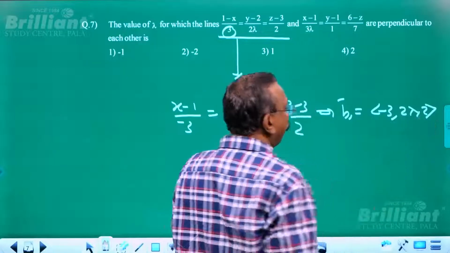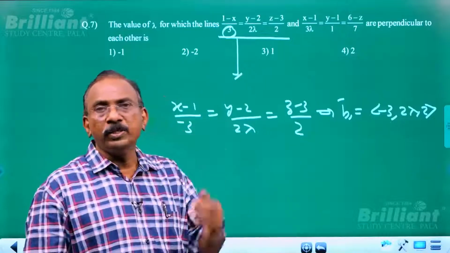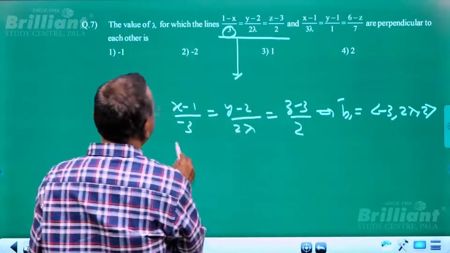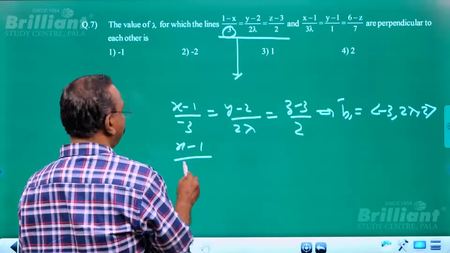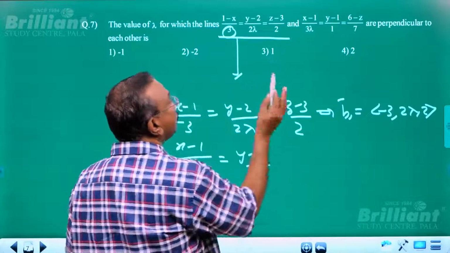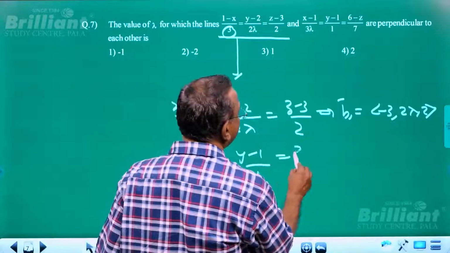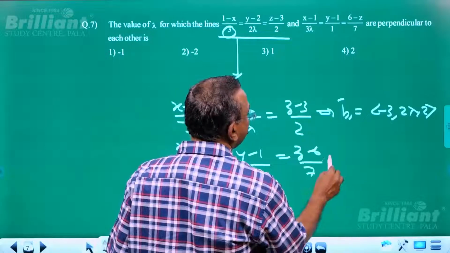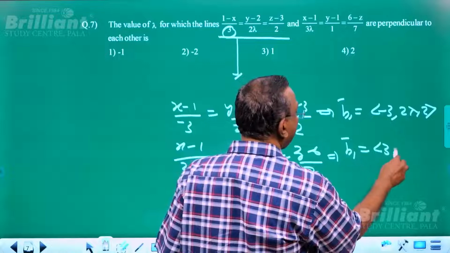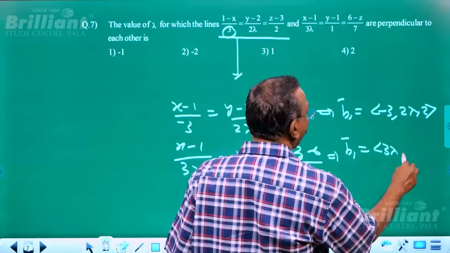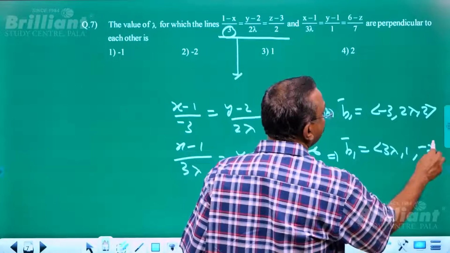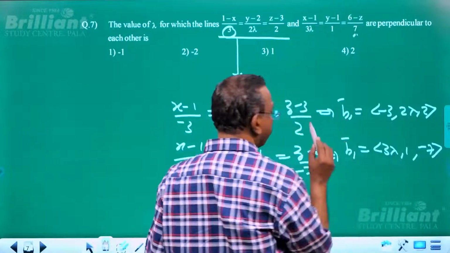This implies our b1 bar is equal to minus 3, 2 lambda and 2. These are the direction ratios of the line which is parallel to this vector b1 bar. And at the same time, the second equation is (x minus 1) by 3 lambda is equal to (y minus 1) by 1, and that is also reversed. So we can put (z minus 6) by minus 7. So this implies that b2 bar is equal to 3 lambda, 1 and minus 7. When you shift them, it should be minus 7; this 7 becomes minus 7.